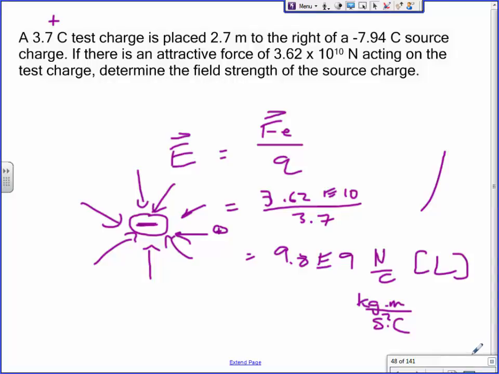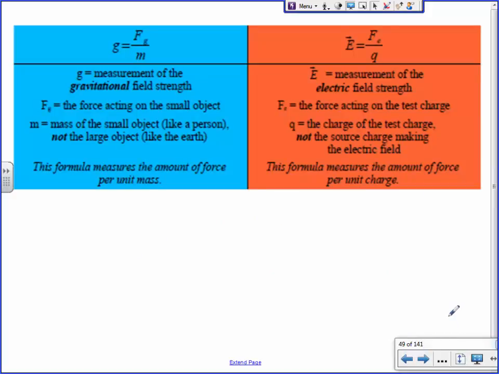First one's pretty straightforward. Let's try the next one. Oh, actually, I have a thing comparing them. So let's talk real quick, just recap, about the differences and similarities between gravity and electrostatic fields. There's one big difference. Gravity only attracts. Electrostatics attract and repel, hence the need to know whether you're using a positive or negative test charge. That's all. You guys can read that? Let's move on.